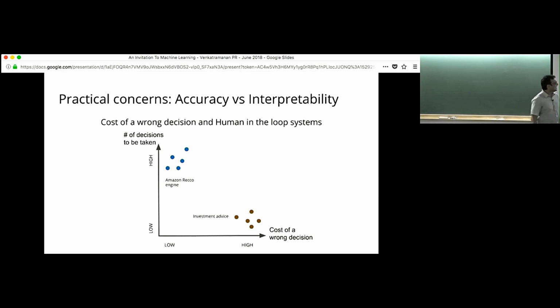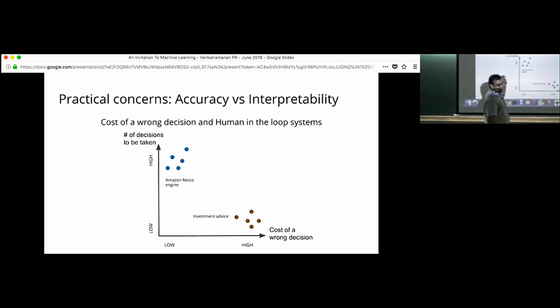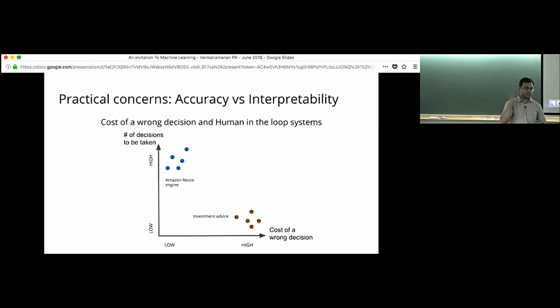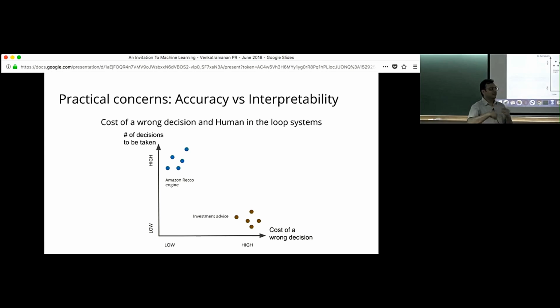Fine, we'll see. So, there are two kinds of considerations typically, right? One is the number of decisions to be taken. So, take Amazon recommendation for example. Yeah, Amazon Reco Engine. I mean, every millisecond it is churning out recommendations to everybody across the world, right? So, the number of decisions it's taking is huge.